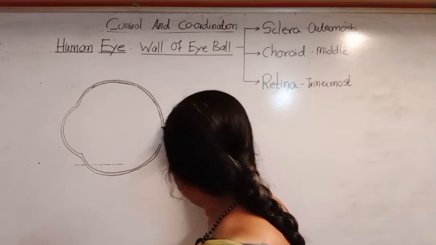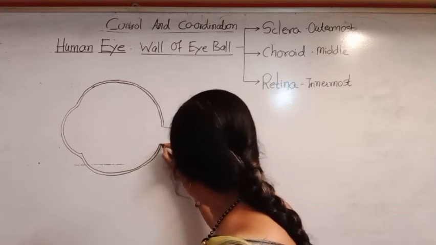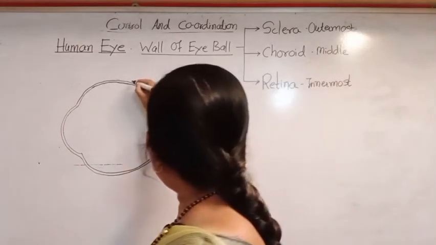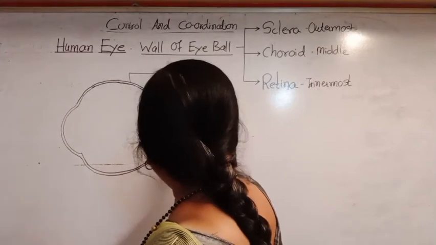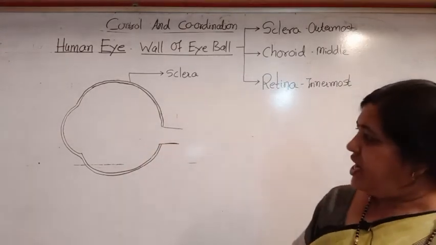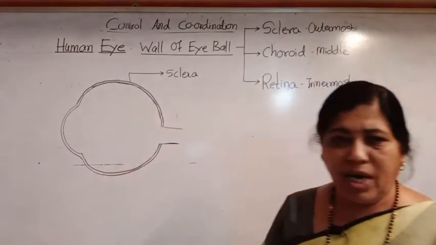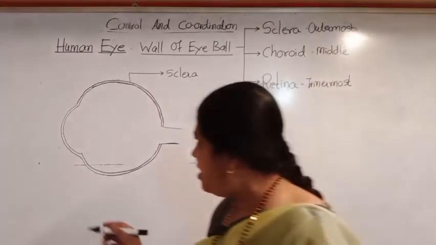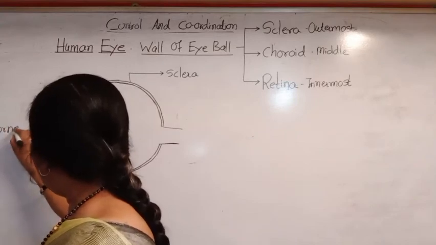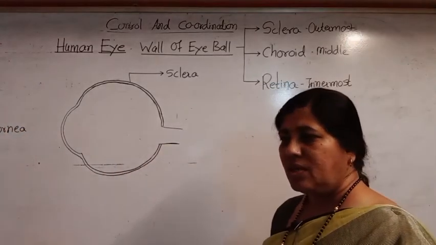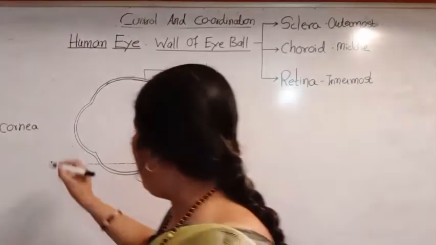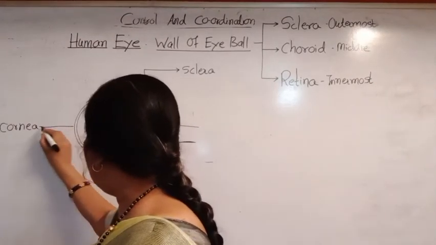Here is the optic nerve. So this will be the optic nerve. The outermost layer of the eyeball is sclera. And the anterior bulge and transparent portion of sclera is cornea. This is cornea. The anterior bulge part of sclera is cornea.